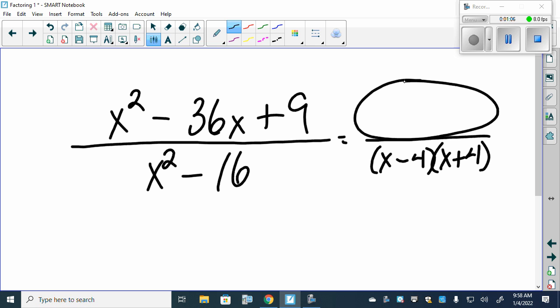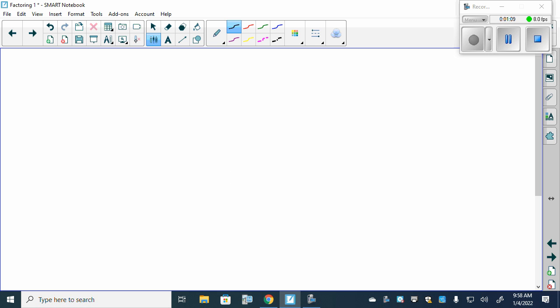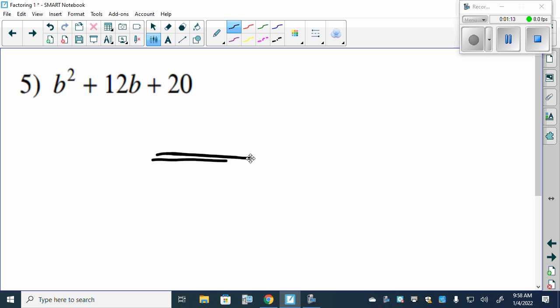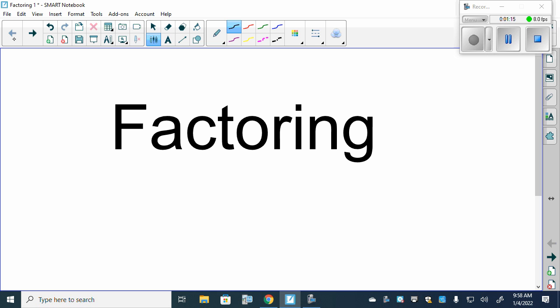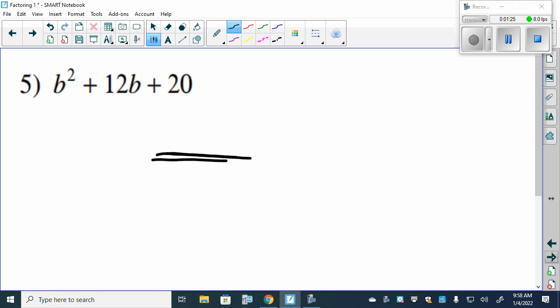So before we jump into this chapter, I want to go over factoring one more time, just so that we can get it refreshed and get back into it, as well as not jumping straight into rational expressions or rational functions right out of the gate. So this week, we're going to go over factoring.